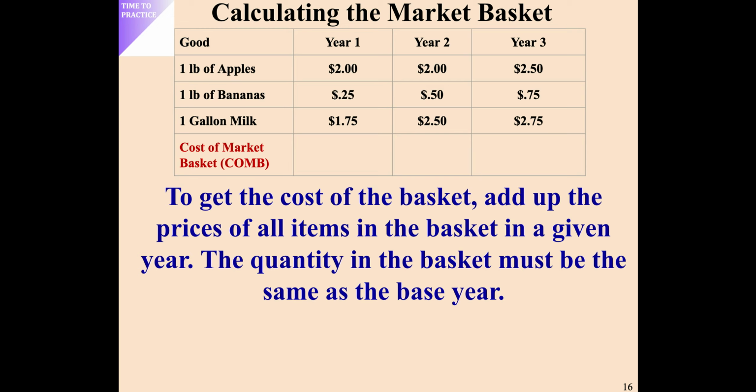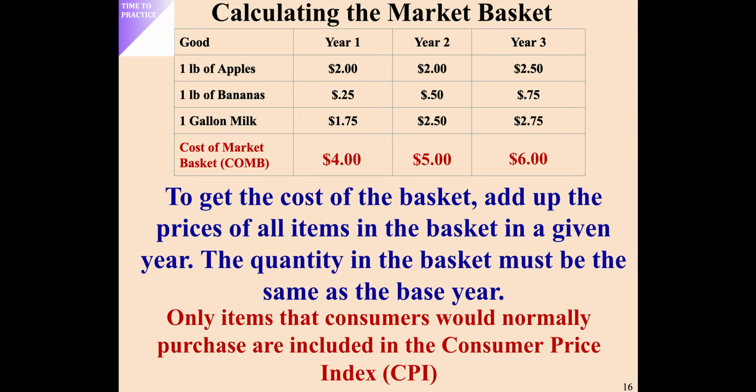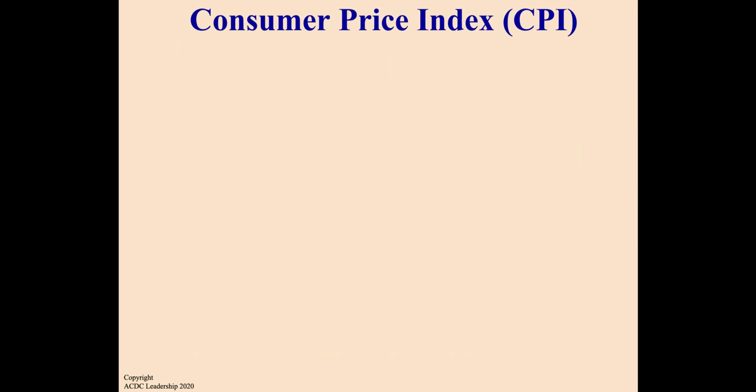So here's how we get the cost of the market basket. You add up the prices of all the items in the basket in a given year. The quantity in the basket must be the same as the base year. So we add up year one, we get $4. We add up year two, we get $5. Add up year three, we get $6. Again, these are the total amounts for that particular year. In this case, we only have 3 items in our market basket. Only items that consumers would normally purchase are included in the CPI. So these are regular items that are available from year to year.